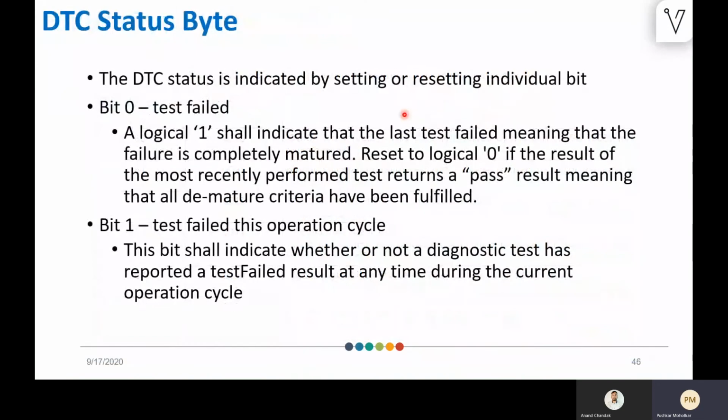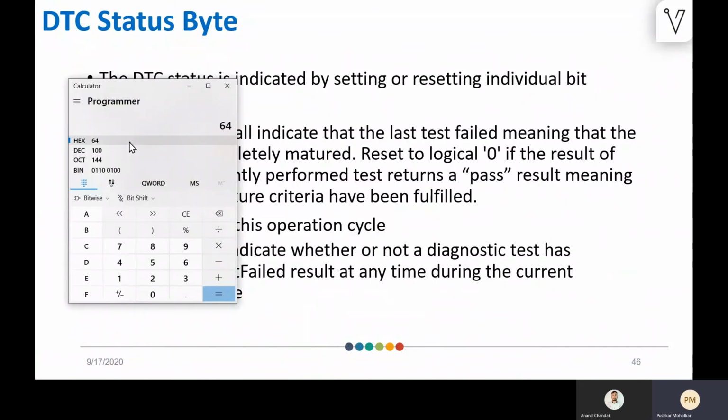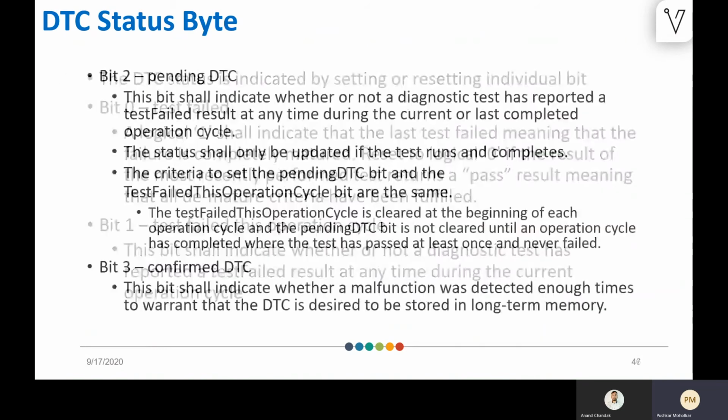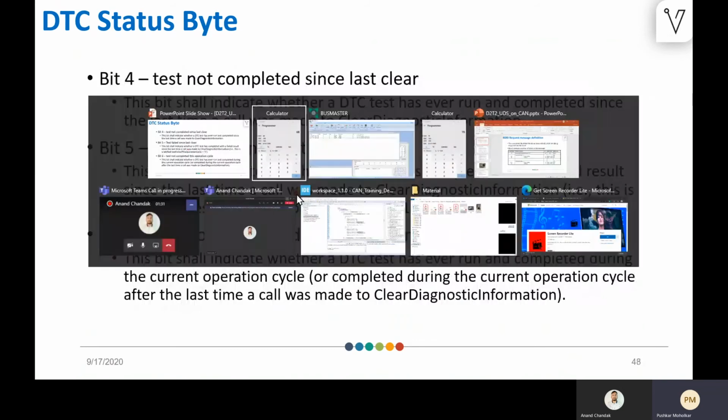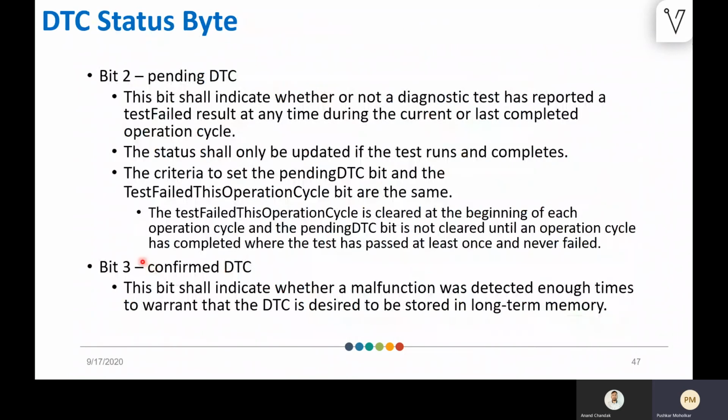So as you can see, let's have a look at the binary representation of the DTC status byte. So as you can see, bit 0, 1, 2, 3, 5 and 6 are set. So let's see what those status bits mean. 0, 1, 2, 3. So it tells us that the DTC reported by the server is the confirmed DTC. That is, the malfunction was detected enough times to warrant that the DTC is desired to be stored in the long-term memory.